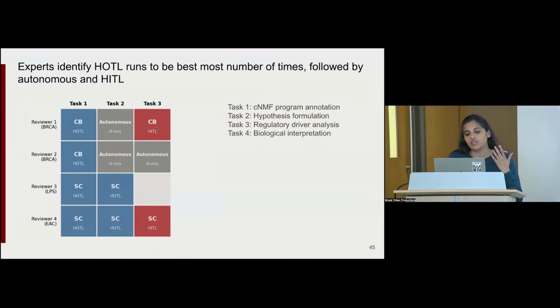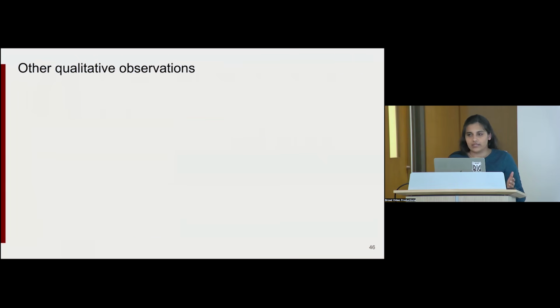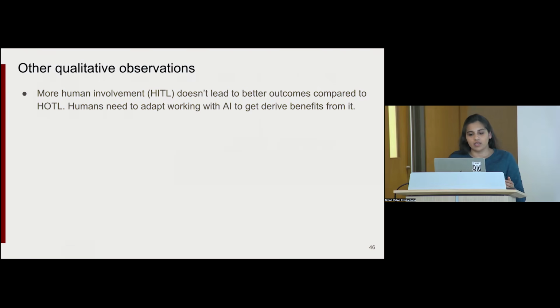Interestingly, for human in the loop, when the humans were involved a lot, they weren't necessarily always scoring top on the scale at which the experts were reviewing. Some other qualitative observations that we had, which again, limited in statistical power, but were clear trends. So we find overall that more human involvement doesn't necessarily lead to better outcomes compared to human on the loop, which is passive human involvement.